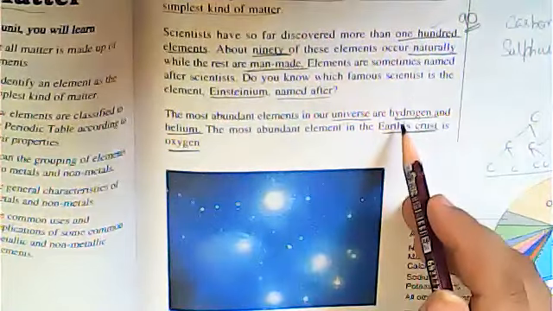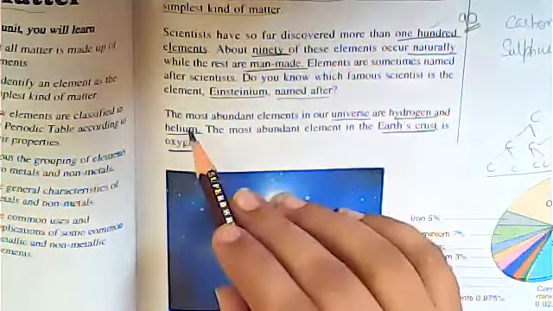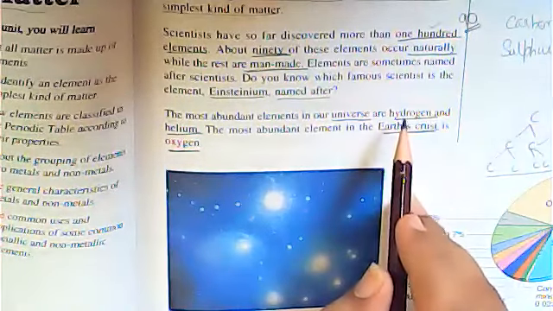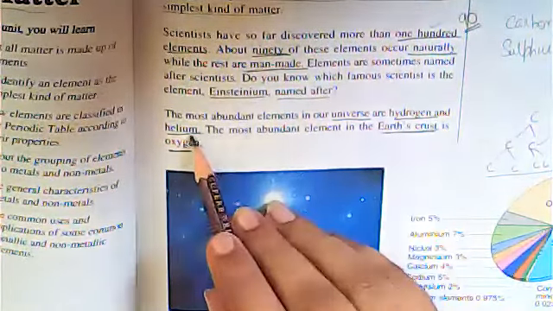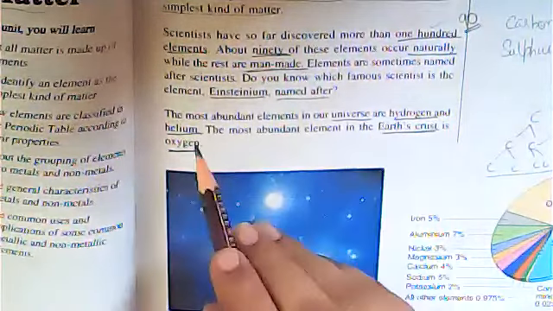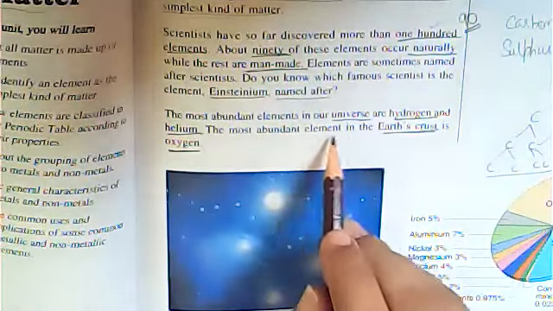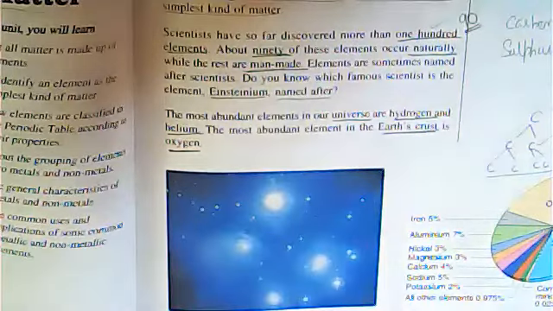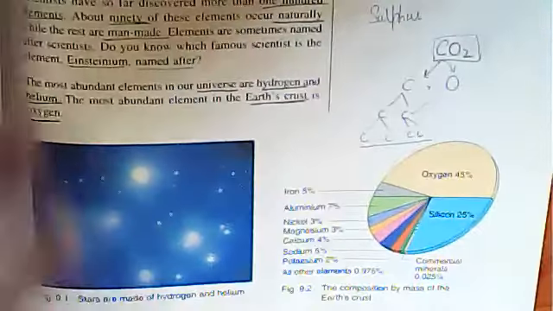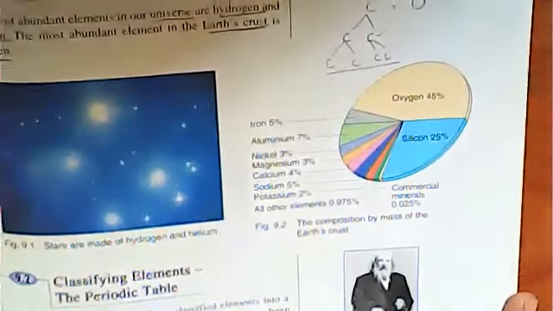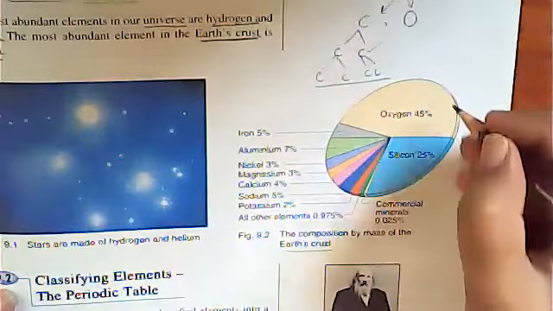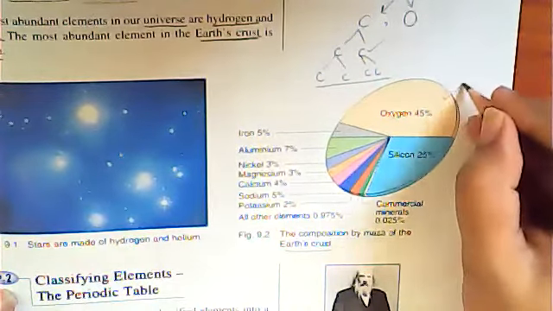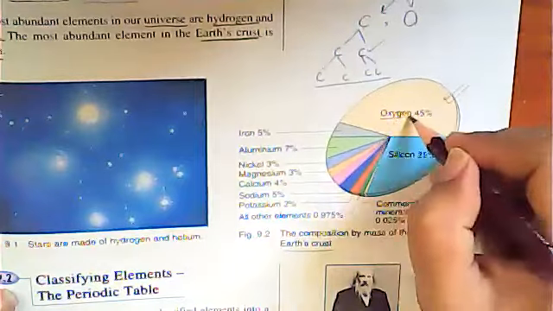In the universe, the most abundant elements are hydrogen and helium. Hydrogen and helium are elements. Okay, why are they elements? Because they cannot be broken down into simpler substances, right? So they are the elements, and the most abundant elements in our universe are hydrogen and helium. Similarly, the most abundant element in the earth crust is oxygen, right? As you can see here, you have a pie chart that shows the composition of different elements by mass of the earth crust. So as you can see, our crust has 45% oxygen, and oxygen is an element.